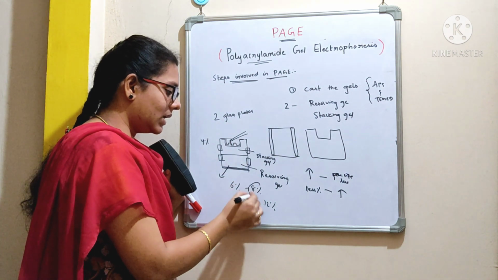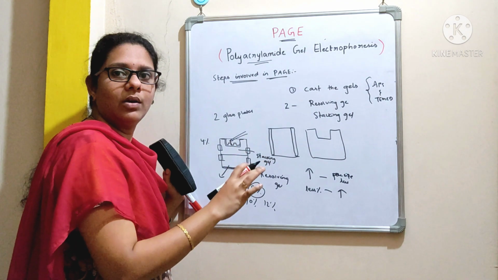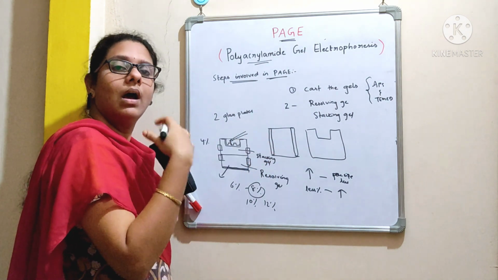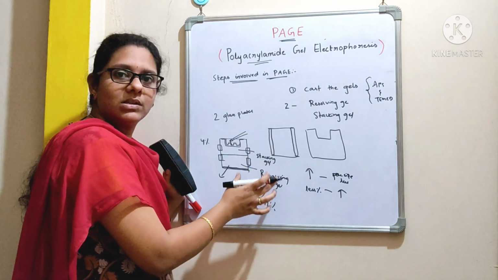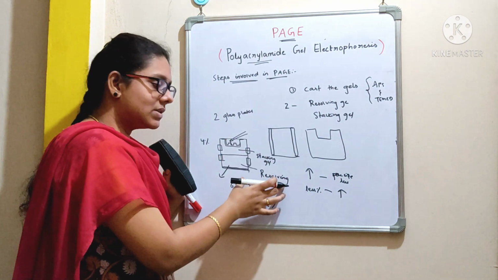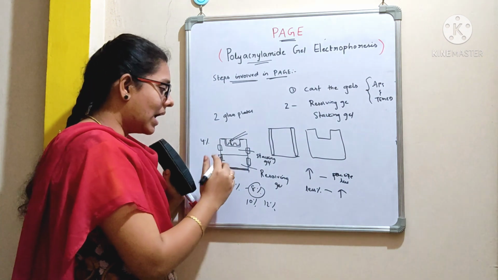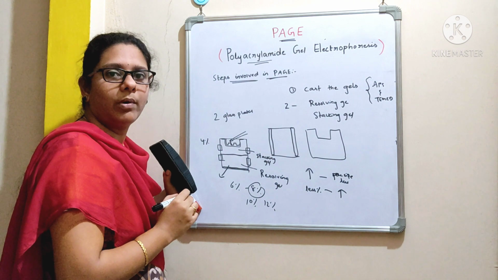Suppose you go with an 8% resolving gel. I'll give you the information at the end of the video on how much TEMED, how much APS, and how much SDS to be added for the preparation of this resolving gel and the stacking gel. Once you go with those calculations and prepare a resolving gel, you can add it directly into these glass plates. And to get a uniform shape, you add distilled water over the top of it.